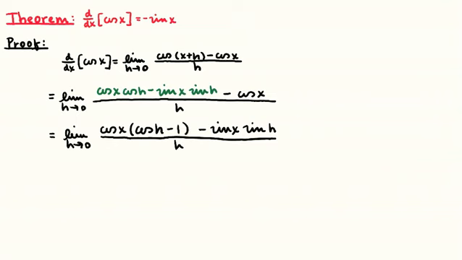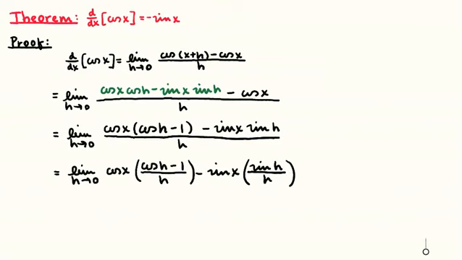And I'm going to do the same thing. I'm going to distribute the h to each of these factors. I'm going to say that this is now the limit as h goes to 0, and I move that cosine x out to the front: cosine of h minus 1 divided by h, minus sine of x multiplied by sine h over h.